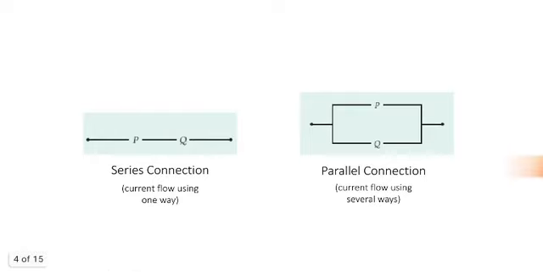Switches can also be connected in two ways: series connection or parallel connection. With a series connection, like this one, you have switches P and Q. There's only one way for the current to flow from terminal A to terminal B. But if you have a parallel connection, the current can flow through this path, through switch P, but it can also get to terminal B through switch Q. Using several ways.